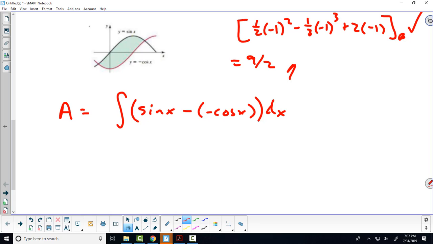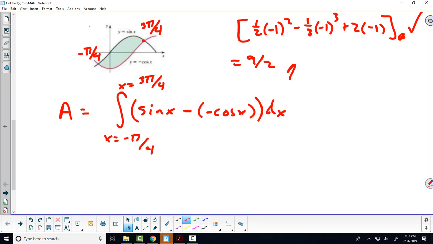Probably where? At your pi's over 4 multiples. Let's figure them out. I would think this one is probably 3 pi over 4. Let's just check that. What's the sine of 3 pi over 4? It's the square root of 2 over 2. What is minus the cosine of 3 pi over 4? Yep, okay, good, that works. And then I think this should be minus pi over 4. So we get x equals minus pi over 4 to x equals 3 pi over 4.